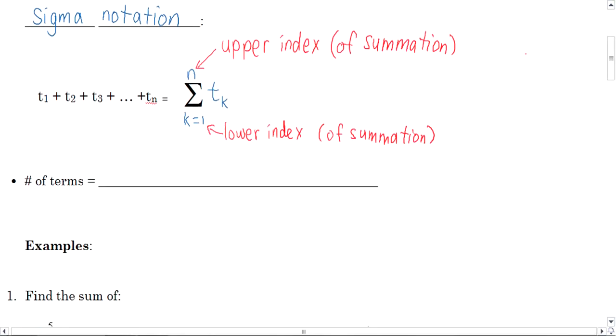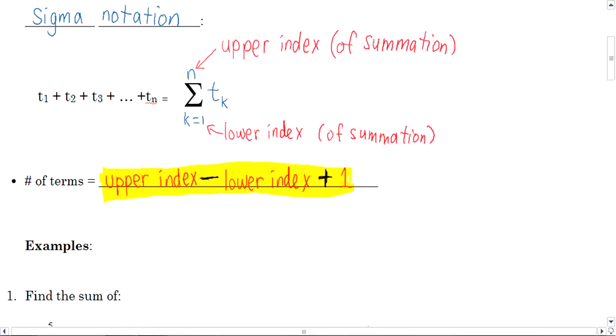Now, something important to know: the number of terms, like how many terms, is given by this formula here. Upper index minus lower index plus 1. And let's highlight this for good measure. There we go. Upper index minus lower index plus 1 is the number of terms.